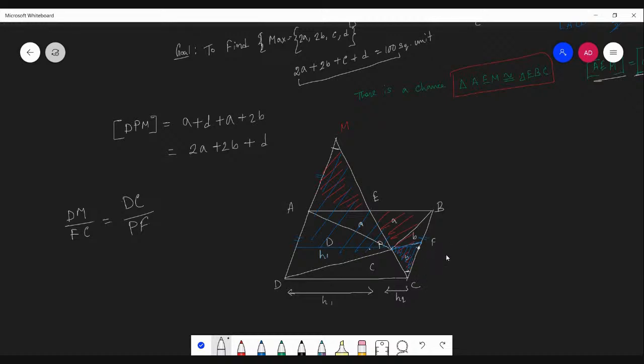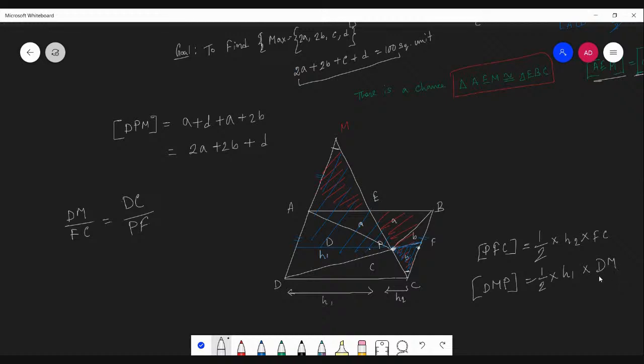So the area of the triangle PFC is equal to half into this H2 into your length FC, right? And the area of the bigger triangle, that is DMP, is equal to half into H1 into DM.